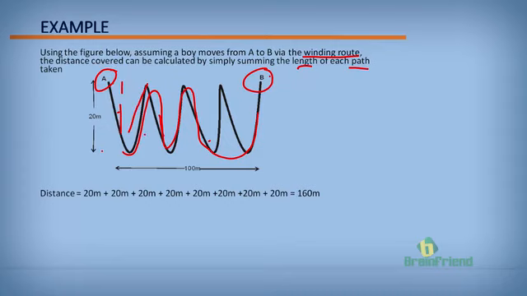And if you count the number of turns he made, it's about 8 turns. So you just do a summation of the 8 turns to give you 160 meters that he traveled so far. That's the total distance he covered to get from point A to point B through the winding route.